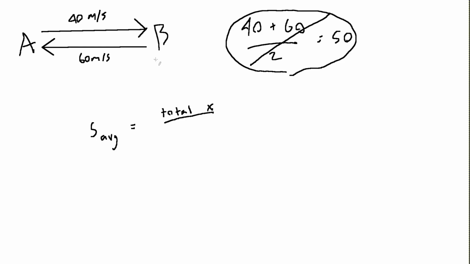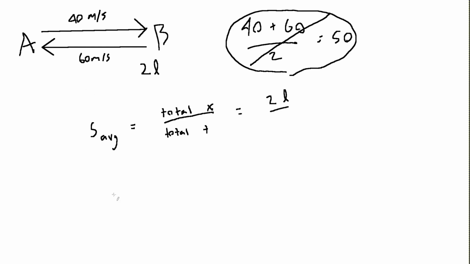So let's call this distance L, and let's call this 2L. It's a total of 2L. It's L one way, L the other way. It's total x over total t, the total time taken. Okay, so our total x, again, is 2L. We go L one way, L back. And we're going to calculate our total t. Okay, let's do that in terms of L.